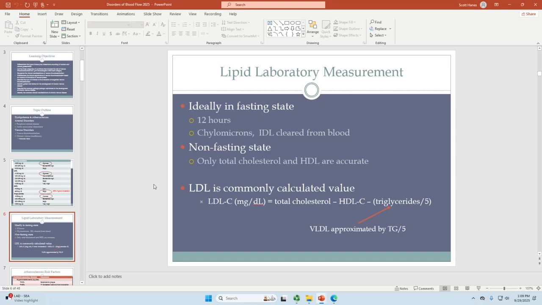If for some reason we get it in a non-fasting state, really the only accurate numbers you can go off of are total cholesterol and HDL. Okay? LDL is technically not directly measured, but it's indirectly calculated based on total cholesterol, subtracting HDL that's measured, and then an estimate of VLDL, which is triglycerides over 5. So when you eat, your triglycerides go up, right? And so that'll throw off that calculation should you be in a non-fasting state. Okay?